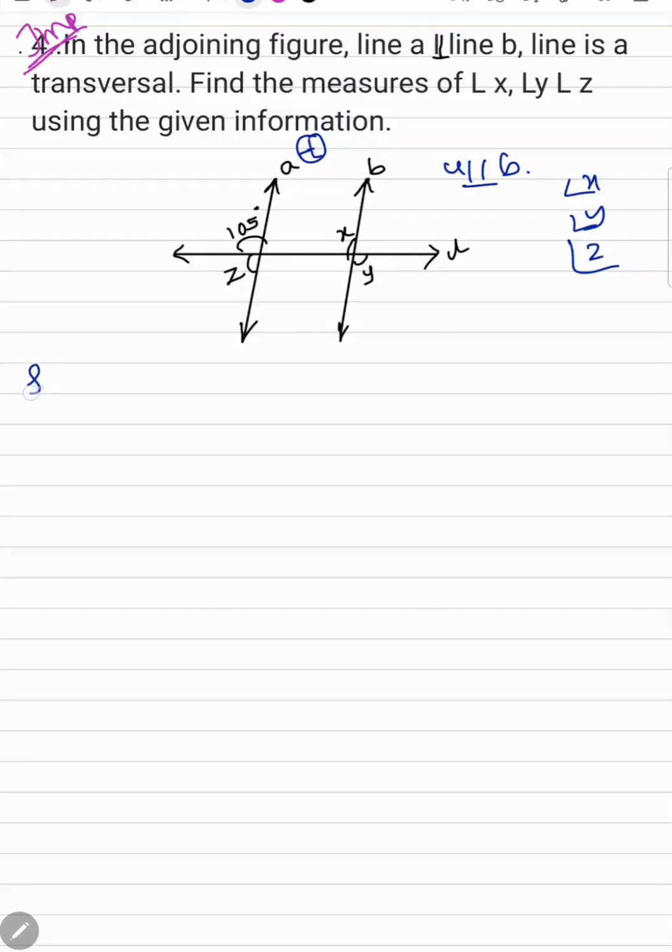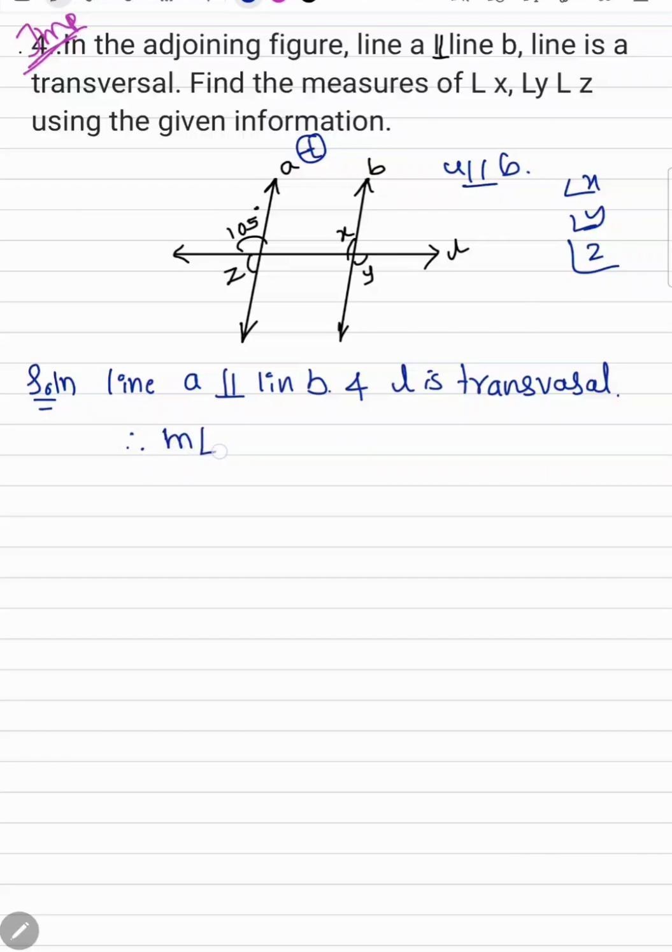Then, as it is, we write the solution. What is in the question? So here we write the statement. Line A is perpendicular to line B, and L is the transversal. Then, therefore, measure of angle X. How is it there? It is 105 degrees. Which angle is it? Corresponding angle.